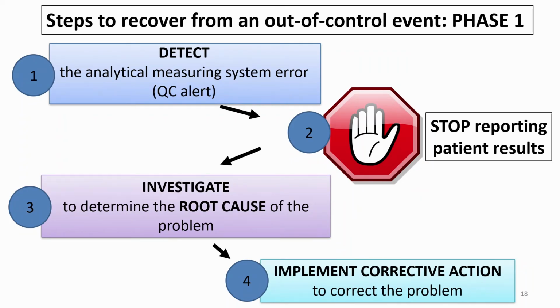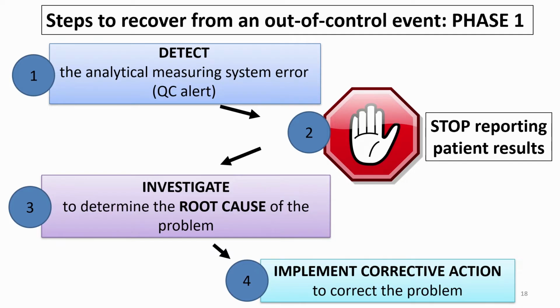The C24 document goes through a systematic step-by-step process on how to recover from this type of out-of-control event. It's broken down into two phases, and here I've shown phase one. The first step is to detect the analytical measurement system error via a QC alert. This requires that the lab establish a QC program that is sensitive enough to detect when an out-of-control condition is present. The second step is to immediately stop reporting patient results into the medical record, because of course we don't want to issue erroneous results that the physicians may be acting on.